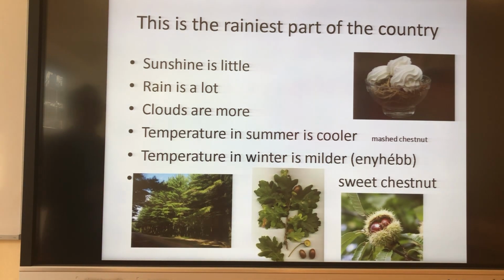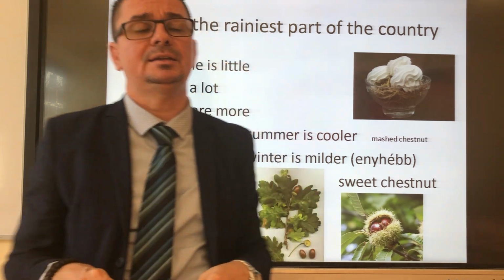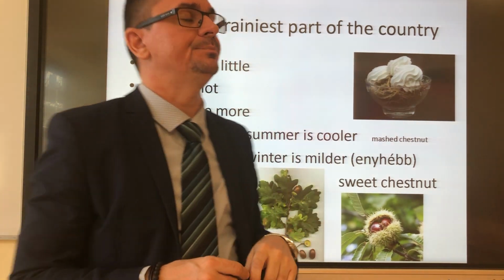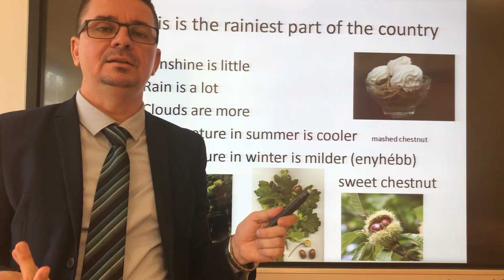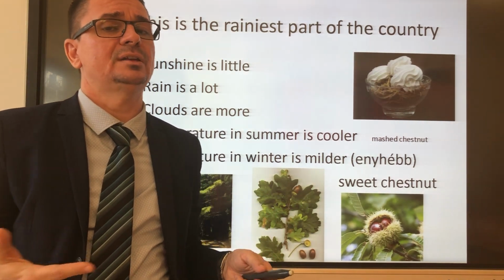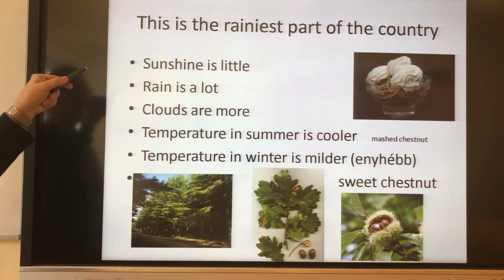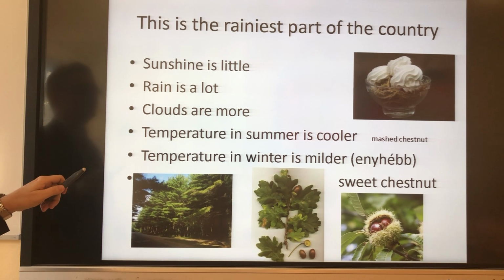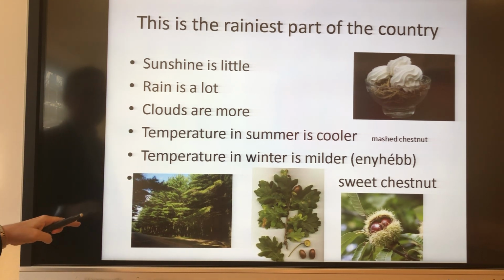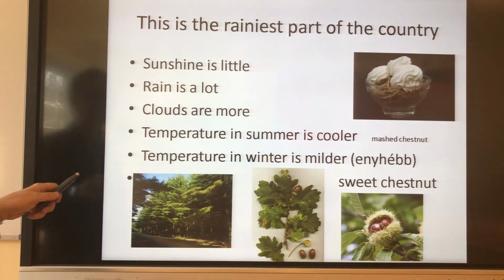And you can see something yummy here. Sweet chestnut, if you like it, with some whipped cream. Why is it so typical there? Because it likes rain. These are big trees, so they need quite a lot of precipitation. And because sunshine is little and there's quite a lot of rain, there are more clouds in the region, plenty of trees can grow. As you can see, even oaks, different pines, sweet chestnut are typical.